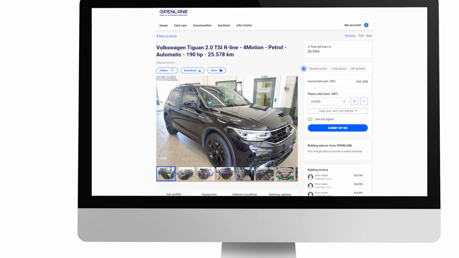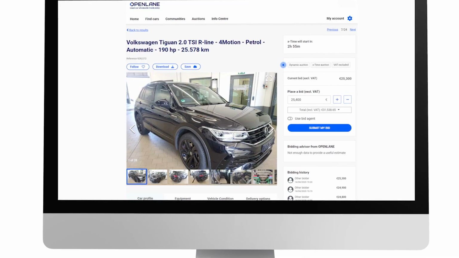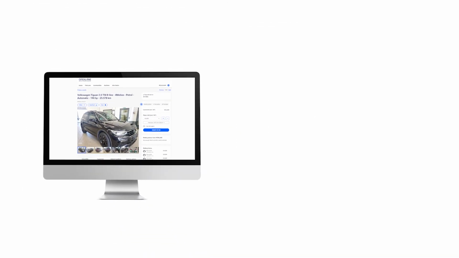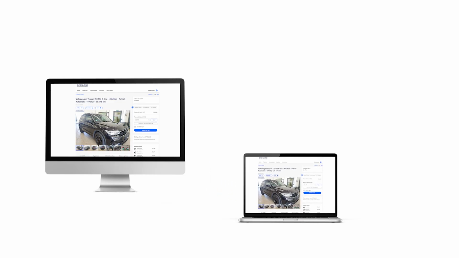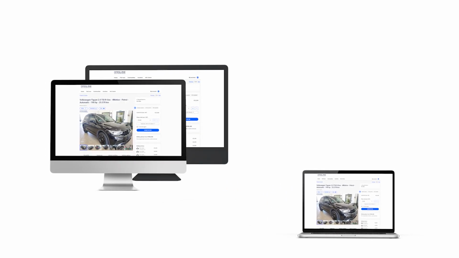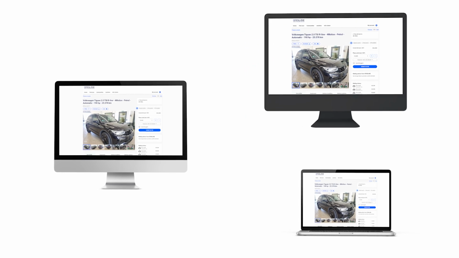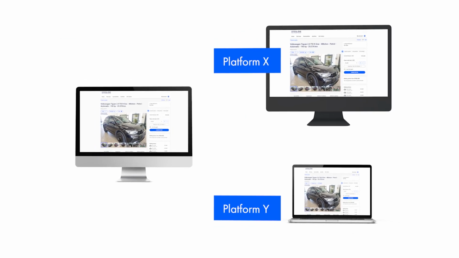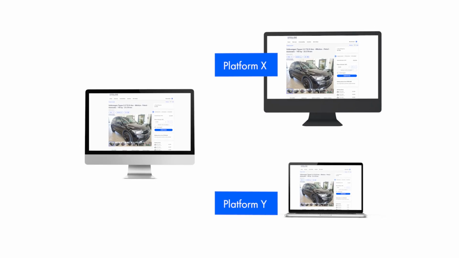Since 2015, OPENLANE has started integrating its platform with different sellers. During auctions for these sellers, your OPENLANE bids are constantly compared to bids on other platforms. When you have the highest bid on our OPENLANE platform, you have the highest bid on all platforms, resulting in a high winning chance.